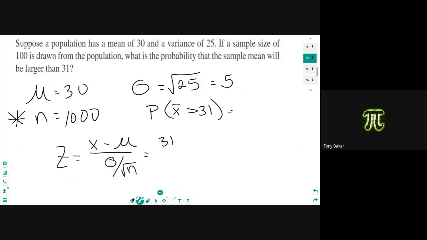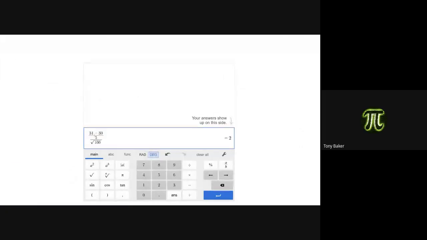So we're still going to do the 31 minus the 30 over 5 divided by the square root of 1,000. So my formula is going to change here. I'm changing the 100 to 1,000. And I get 6.332.